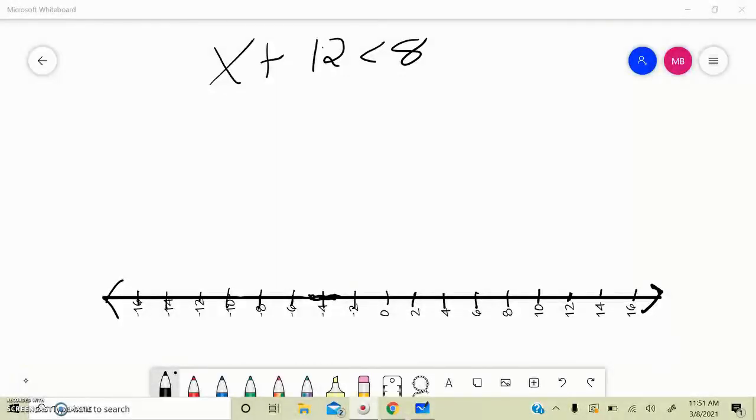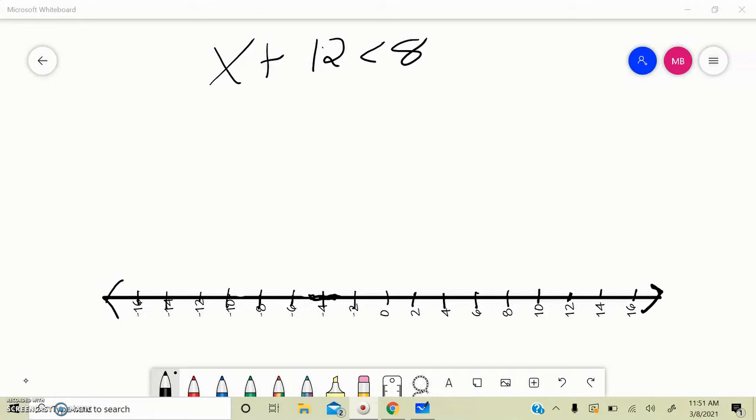Today we're going to be discussing how to solve one-step inequalities, and after we solve them, we're going to graph them on a number line. So let's take a look at this inequality. I have x plus 12 is less than 8.